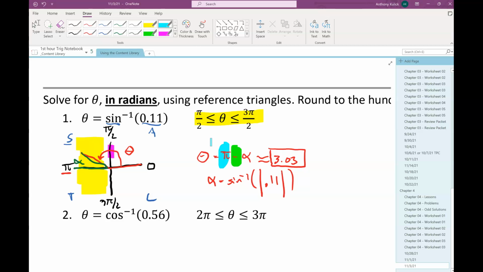You guys feel any better? Lily? How do you know where alpha is? So alpha is always going to be the acute angle between the terminal side of theta and the x-axis. Okay. Ben? How do you know if you're adding or subtracting?